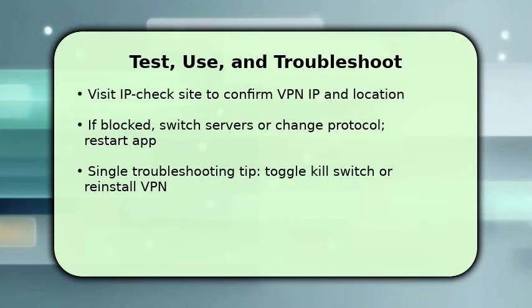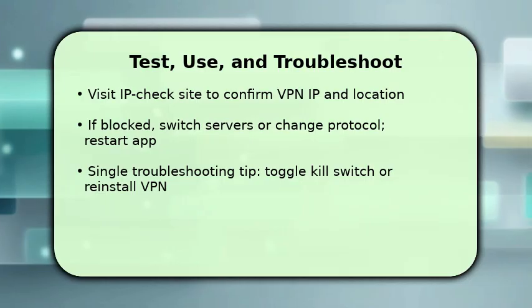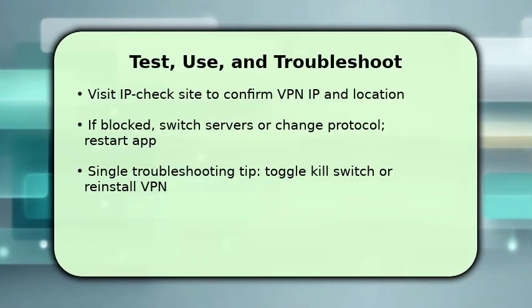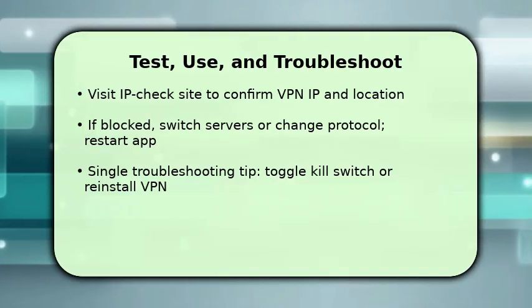If you hit blocks or poor performance, switch servers, change protocol, or restart the VPN app. And if problems persist, toggle the kill switch off and on or reinstall the VPN. This single troubleshooting step often resolves stubborn connection or leak issues.